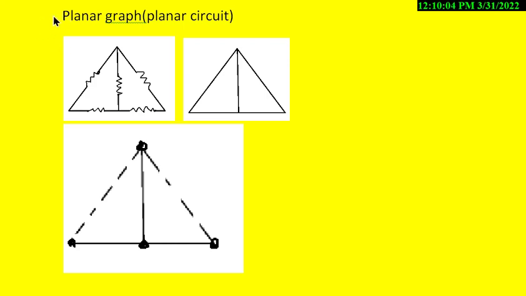There are again two types of graphs. One is called the planar graph. This is also called a planar circuit. Suppose we have an electrical circuit like this. Then we can replace each passive element with a line like this. Then this is called the graph. This is called the planar graph.